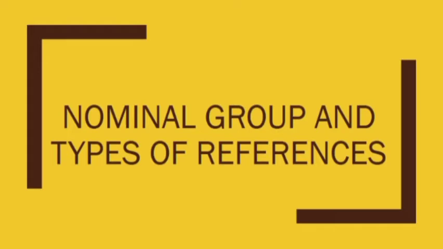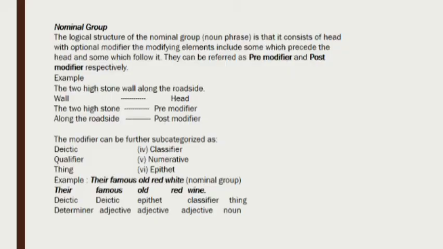Hello, my name is Anci Anjani. I will explain about the nominal group. The logical structure of the nominal group or noun phrase is that it consists of a head with optional modifiers. The modifying elements include some which precede the head and some which follow it. They can be referred to as pre-modifier and post-modifier respectively.